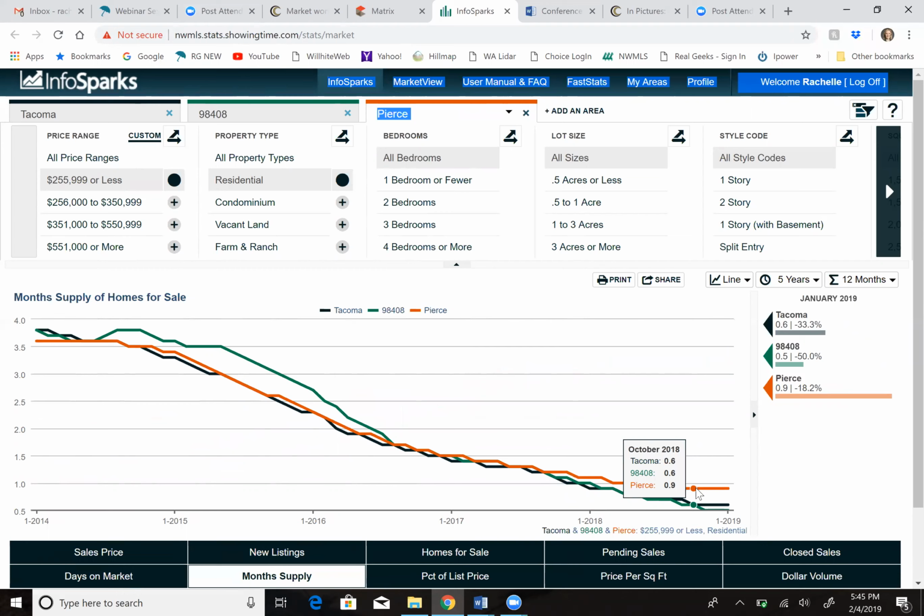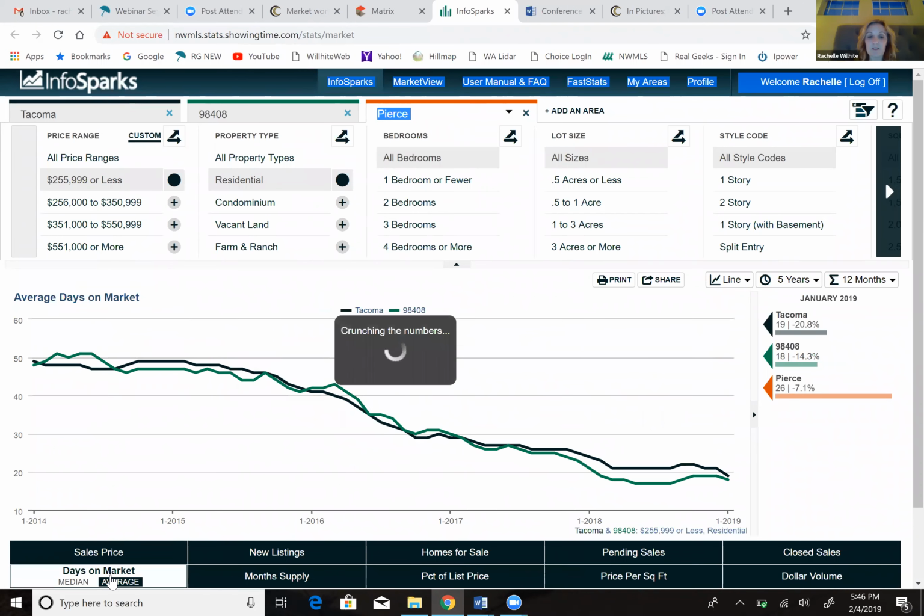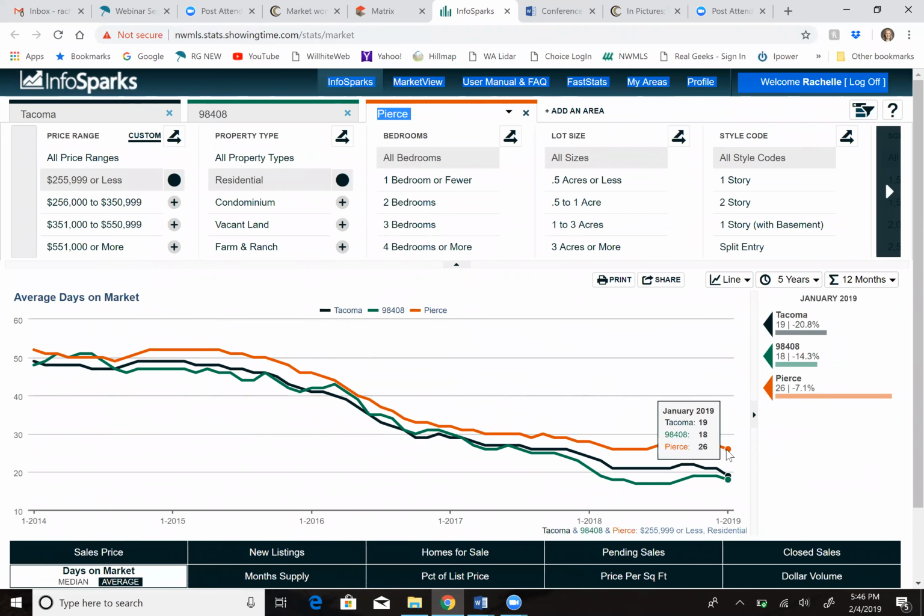And we're probably going to have to waive inspections. We're going to have to do these types of things in order to secure her a property, because it is fast moving in all of Tacoma, all of the zip code, and all of Pierce County right now in the months of supply. If we move over to days on market, again, it's well below 30 days. So some of the scripts that I'll be using at the end of the call, you can definitely use one of the scripts.